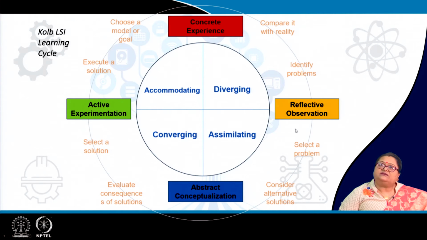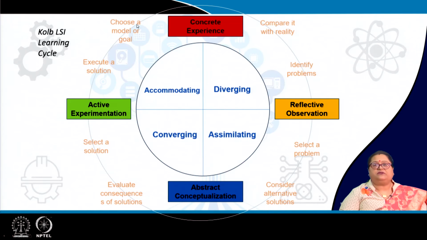If the learner is learning through reflective observation and abstract conceptualization, this style is called the assimilating style. They select a problem and then try to consider alternative solutions for it. Abstract conceptualization and active experimentation is the converging style, in which they evaluate the consequence of a solution and select a solution. Active experimentation and concrete experience is called accommodating, where we execute a solution and choose a model or a goal.